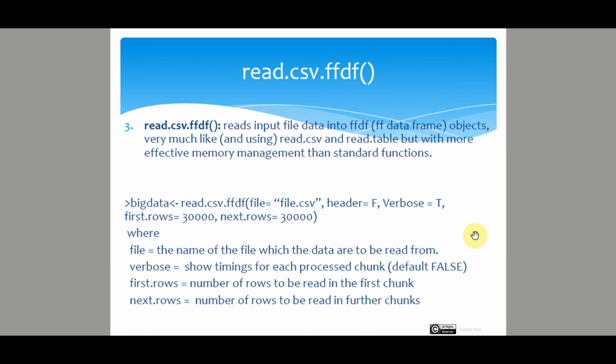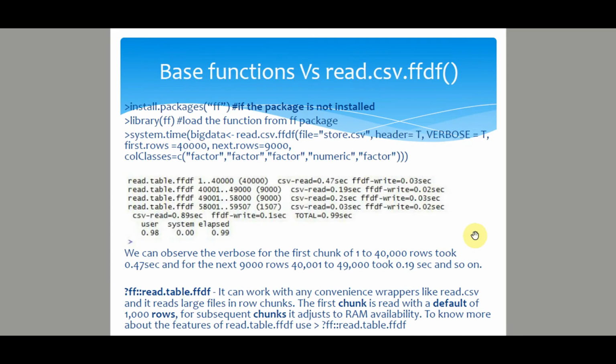Now we again use the same system.time technique to check the performance. Inside the function we have header is equal to TRUE, verbose is equal to TRUE, first.rows 40,000 and then next.rows 9,000. Okay, let me explain through the output. It will be easier to understand.